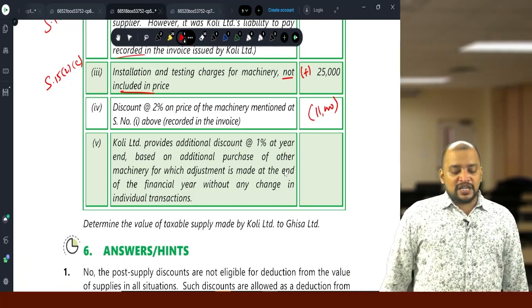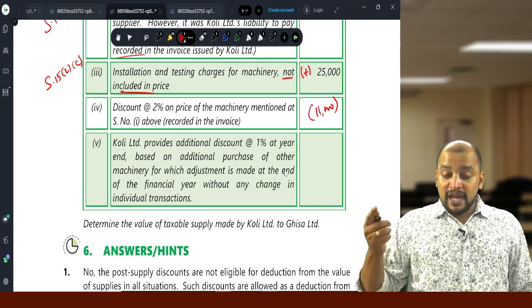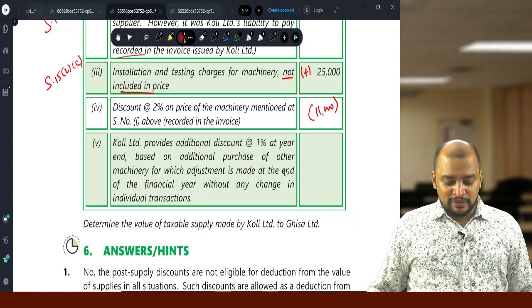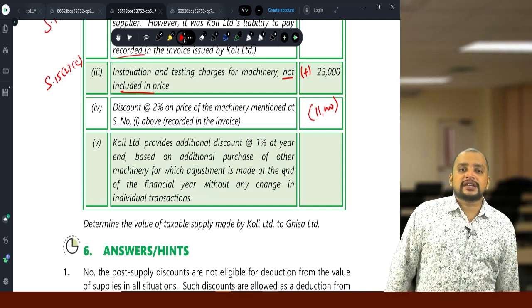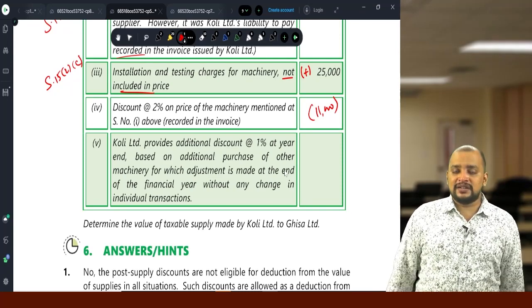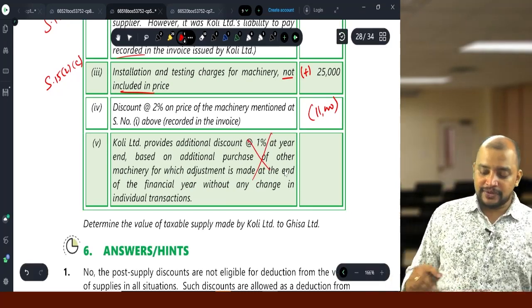Then Kohli Limited provides an additional discount at 1% at the year end based on additional purchase of other machinery, for which adjustment is to be made at the end of the financial year. So this is a post-supply discount and the terms are not agreed. Nowhere is it given that the terms are agreed, which means the condition is not fulfilled. So we will not consider this discount.